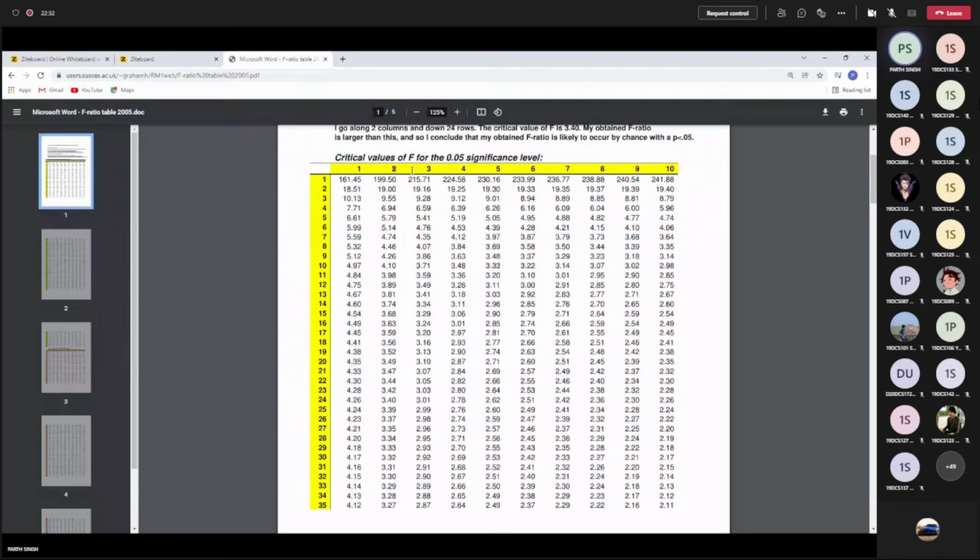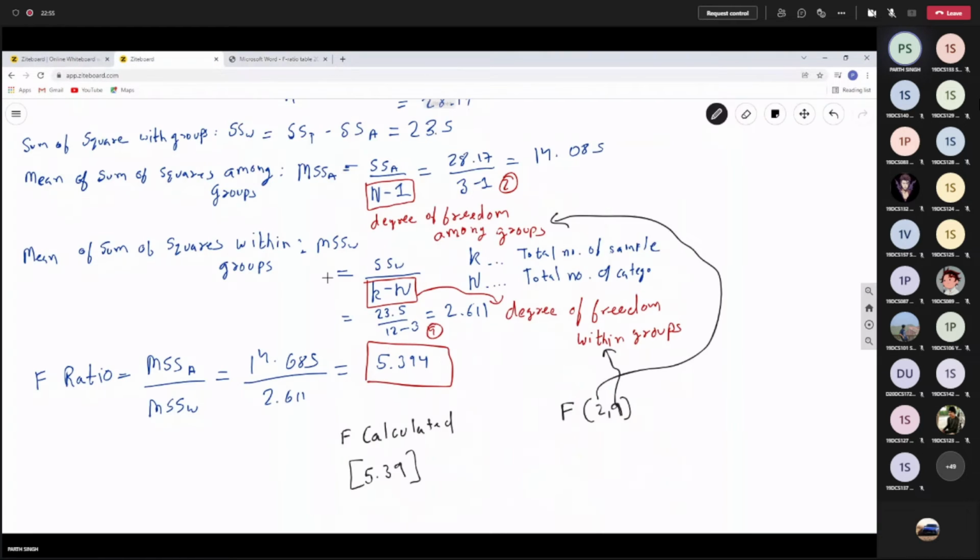Where is 2? Here it is. I hope you are able to see my cursor. Are you guys able to see my cursor? Yes, sir, we can see. Okay, so 2,9, right? So what is its value here? 4.26. So I am simply writing the value 4.26. So our F calculated value is greater.